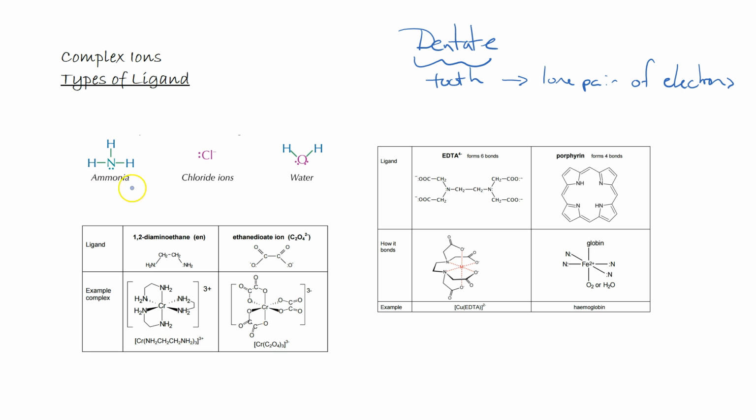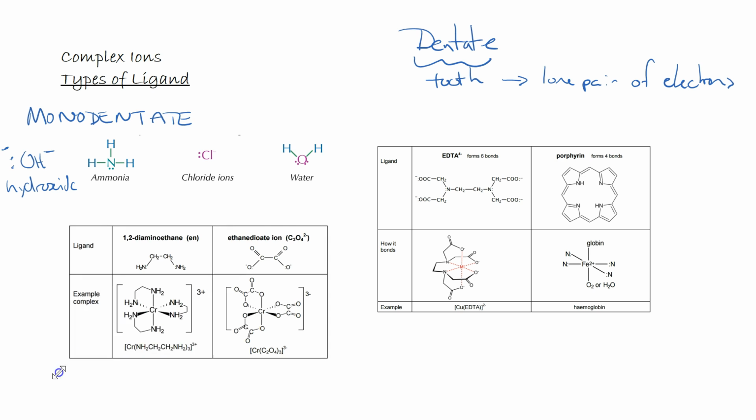The first of these, we get OH- on this list, which is hydroxide. We also get ammonia, we get chloride ions, and we get water. These will form one dative covalent bond, and therefore we call these monodentate ligands. And we often, as we saw before, will get 6 of these around a metal ion, and they tend to form 6 coordinate bonds.